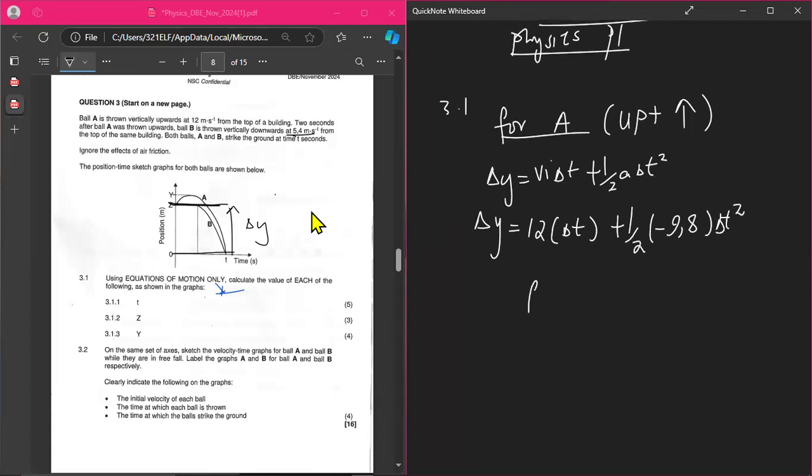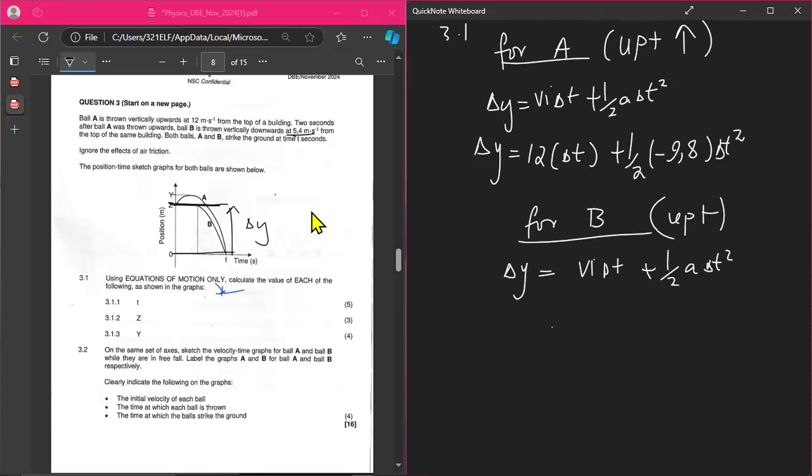But what about for B? For B, still up is positive, and you will need to find the delta y also. And delta y is going to be negative 5.4. In this case, let me also plug in the equation of motion v_i delta t plus 1 over 2 a delta t squared. And then the v_i is going to be minus 5.4. Why the minus? This is thrown vertically downwards. We took up as positive. Anything going down is supposed to be negative. All right.